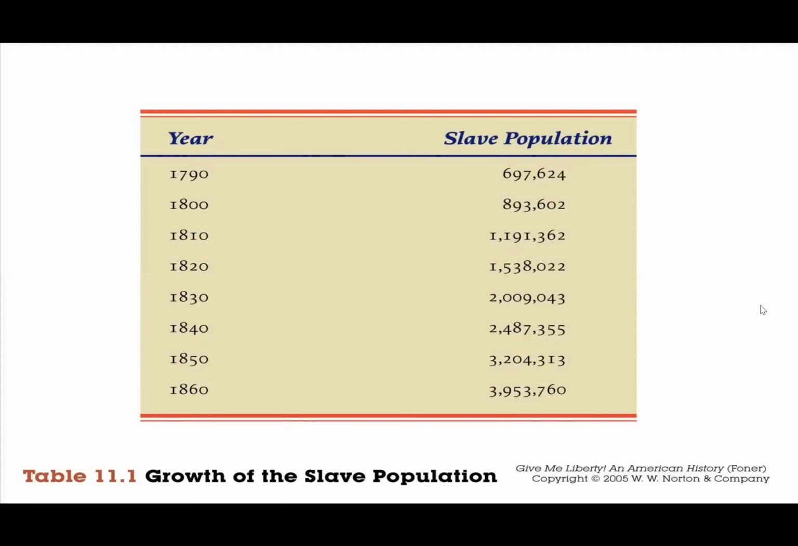If you look at the slave population this way, in 1790, there were less than 700,000 slaves in the United States. By 1860, there are almost 4 million slaves in the United States. These are all located in the South, and this is right before the Civil War. 4 million slaves that are going to be living in the southern United States.